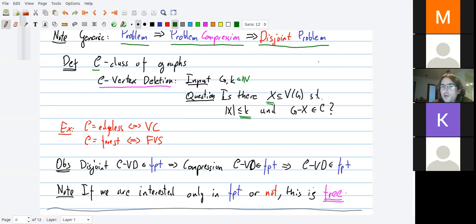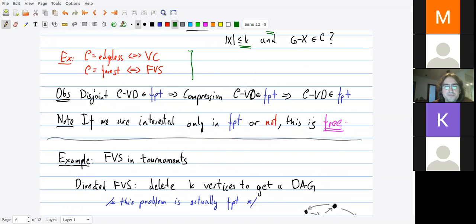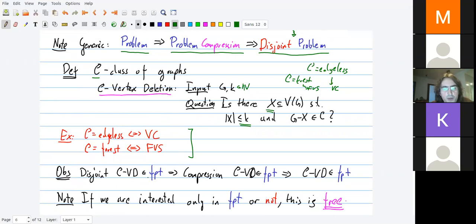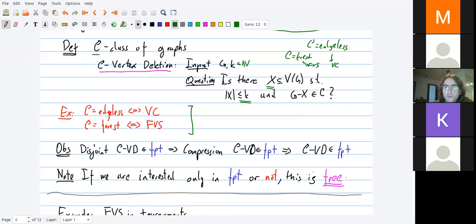So for instance, if C is edgeless, then this is vertex cover, and if C is the class of forests, then this is feedback vertex set, as written here. So now what you see is that if I have an FPT algorithm for the disjoint variant of the problem, then I have an FPT algorithm for the compression variant of the problem by this branching on what from Z goes to the solution, and then by iterating one by one, adding more and more vertices, I get an FPT algorithm for the original problem.